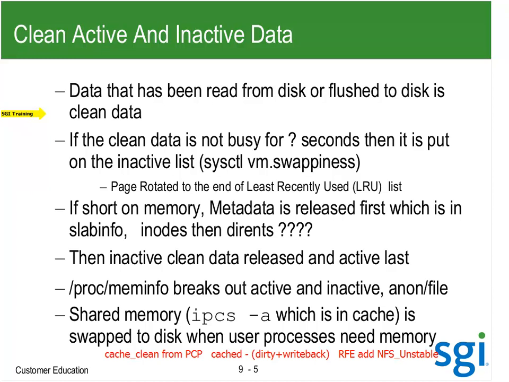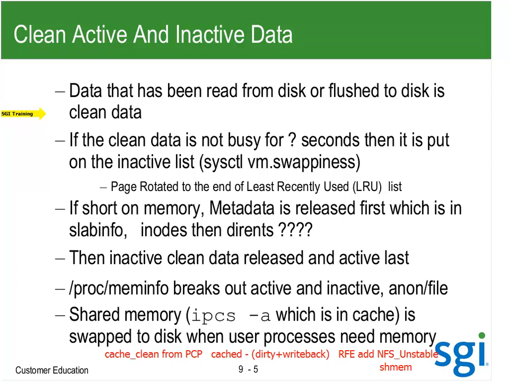Now, when I did this, I was trying to get to a gross view type of display. That was the whole thing I was trying to do. So if the clean data is not busy for a given amount of time, then it's put on the inactive list. Swappiness is what controls that. Basically, we go from active to inactive, which is called a page rotate, and we put it to the least recently used list. And node info does give me some of those statistics. So if short on memory, this is what we just saw. Everything was stuck on slabinfo even after I cleaned up everything else.